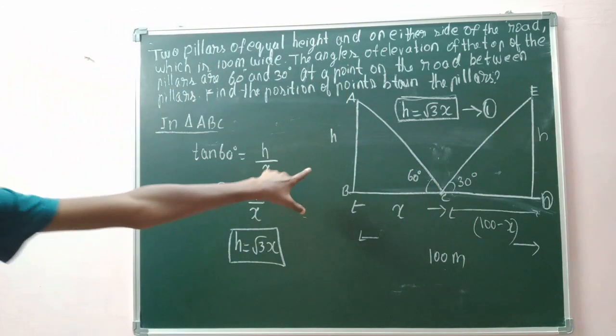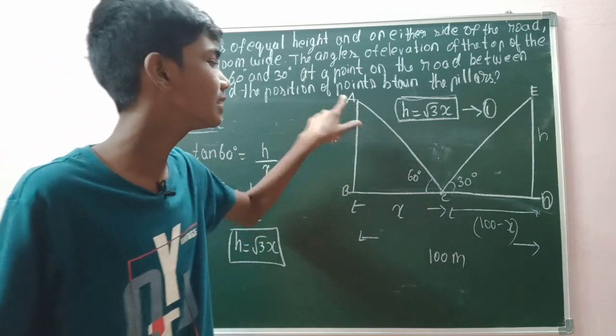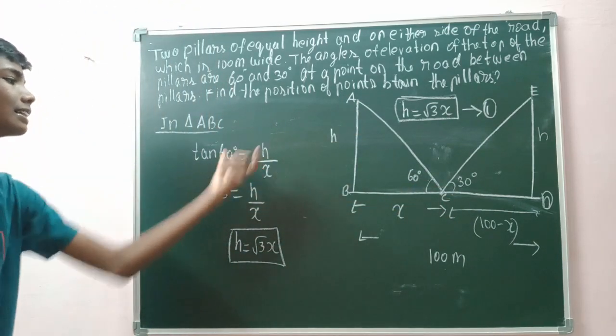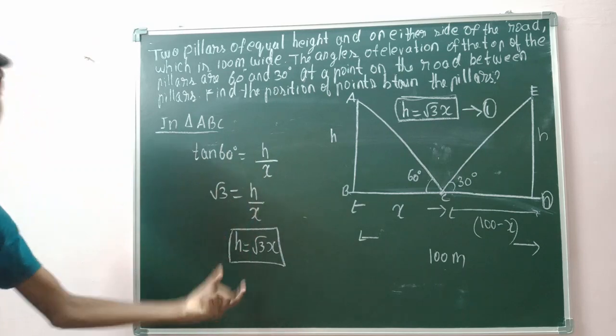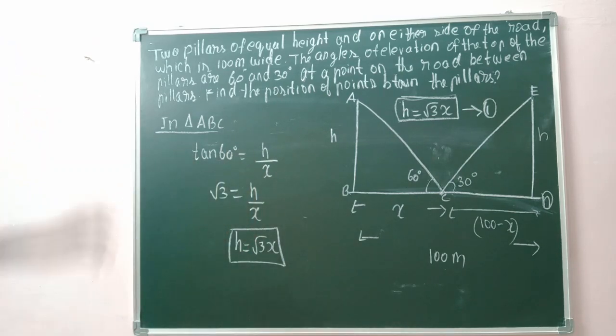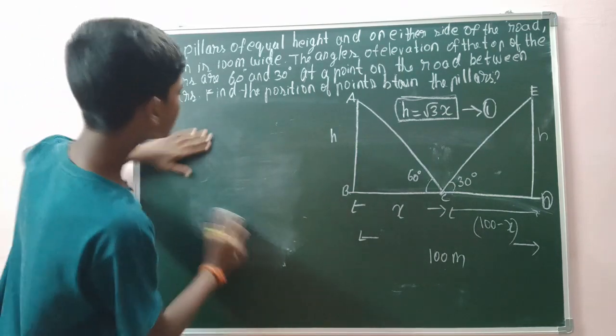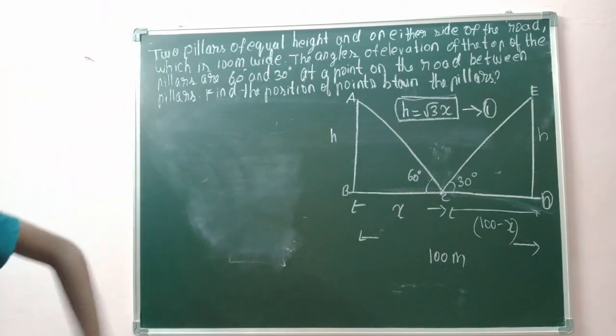I found this from the first triangle, triangle ABC. In triangle ABC, I found tan of 60 degrees, that is h by x. So root 3 is equal to h by x. Therefore h is equal to root 3x. We can solve it very fast. Now let us go on to the second triangle.